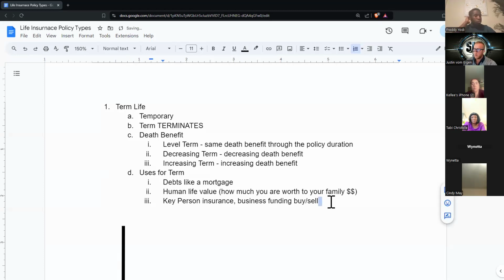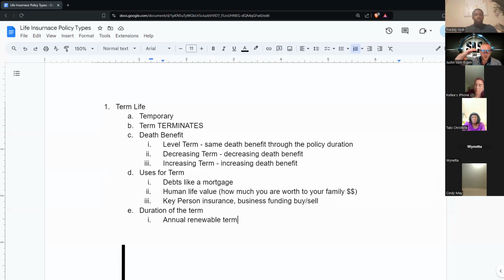So next we're going to go with the duration of the term. So there is annual renewable term, ART. Annual renewable term is the cheapest form of pure insurance you can get. So essentially it's one price one year, another price the next year. It goes up a little bit more the next year and it renews automatically. Okay, guys?